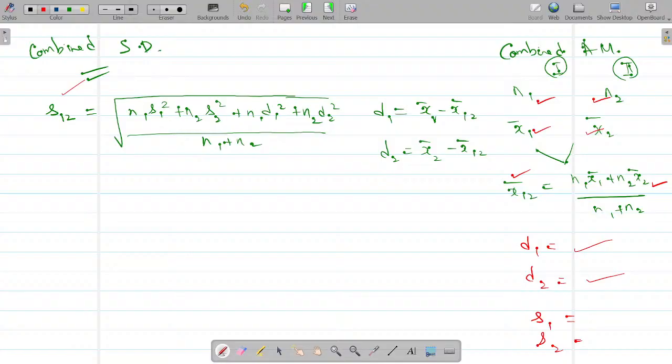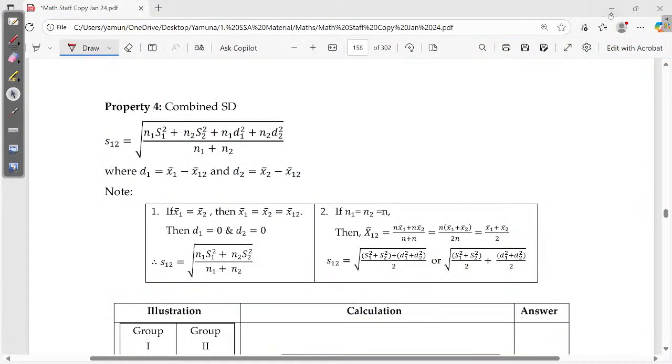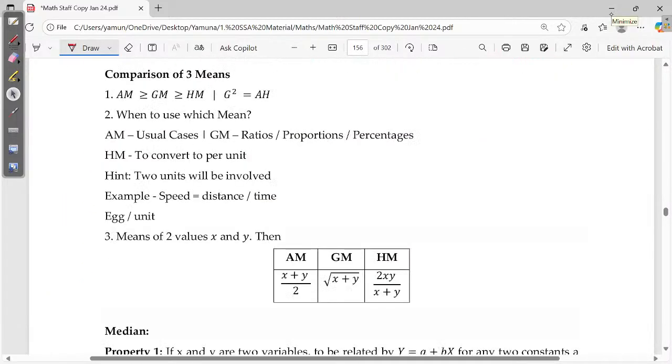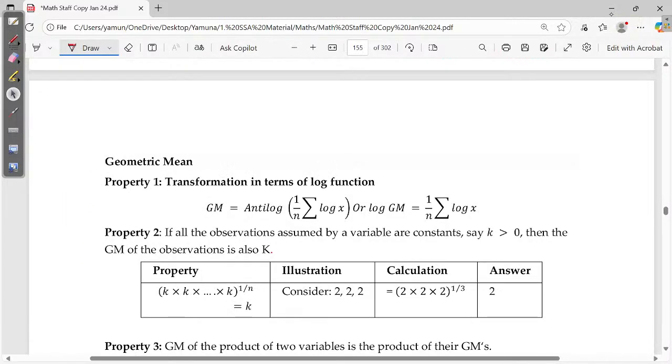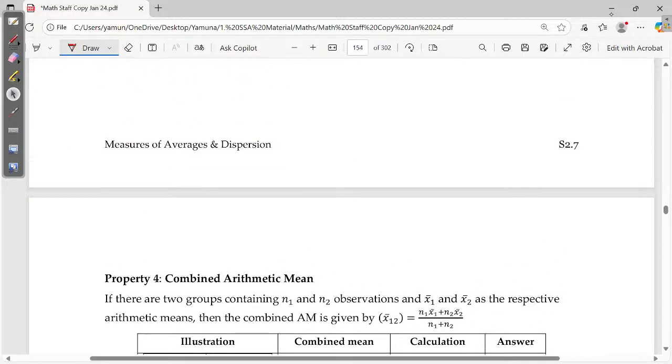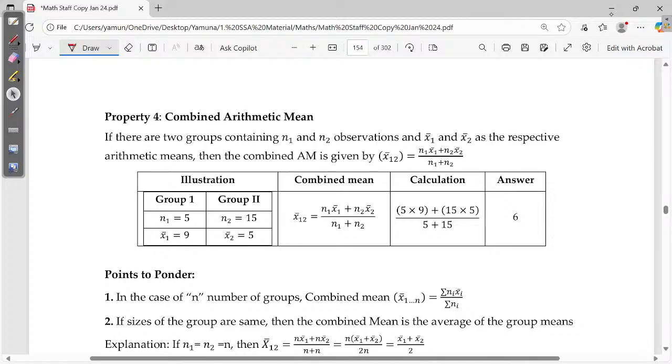Now we are going to discuss two cases over here. First case, if X1 bar and X2 bar happen to be the same value, what will happen? Can you turn over to mean properties under combined arithmetic mean? I think page number 2.7 or 2.8. See this one, under 2.8, this property, combined arithmetic mean.